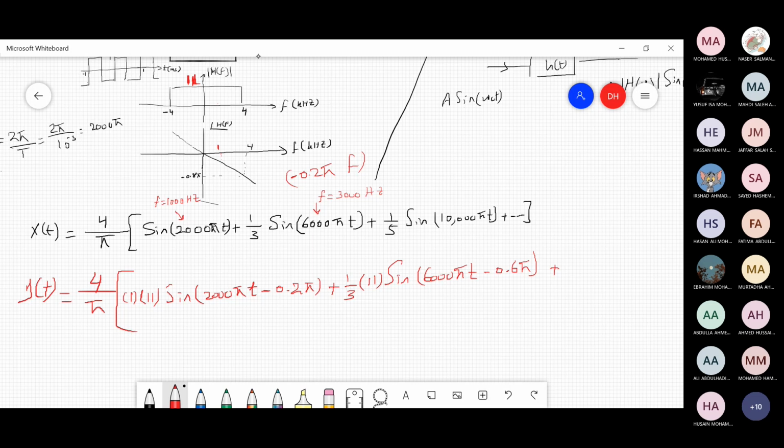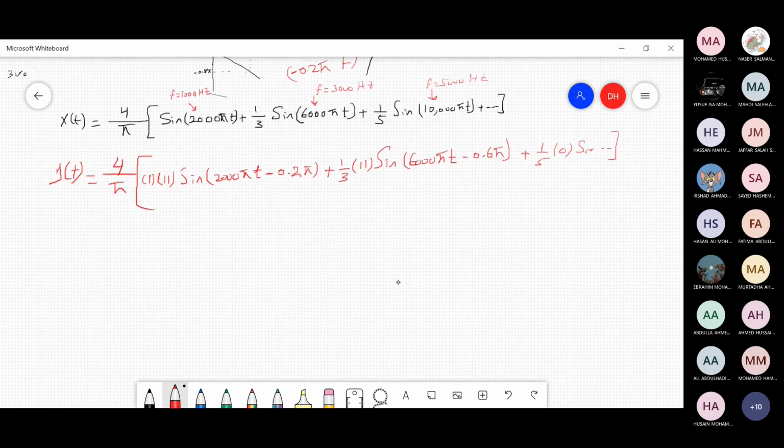Plus, from the third one, it is 1/5. So here, frequency f equal to 5,000 hertz, which is 5 kilohertz. At 5 kilohertz, it is equal to 0. So then multiplied by 0, multiplied by sine, whatever. So it becomes 0. So then 1/7 again multiplied by 0, because here the magnitude is all equal to 0.